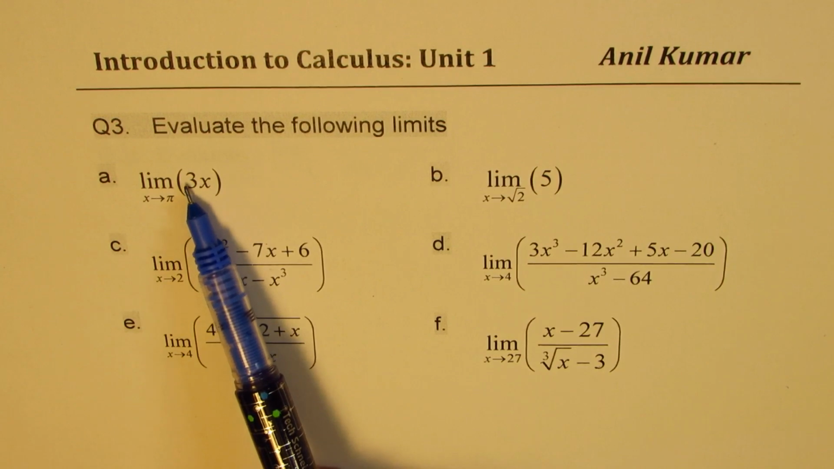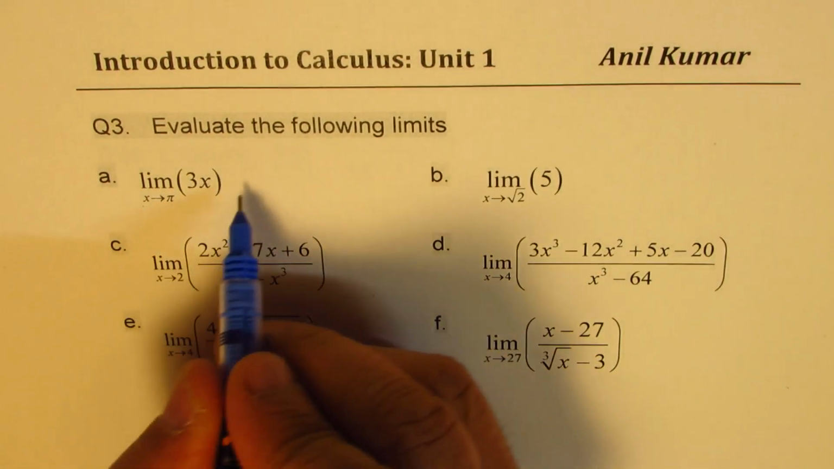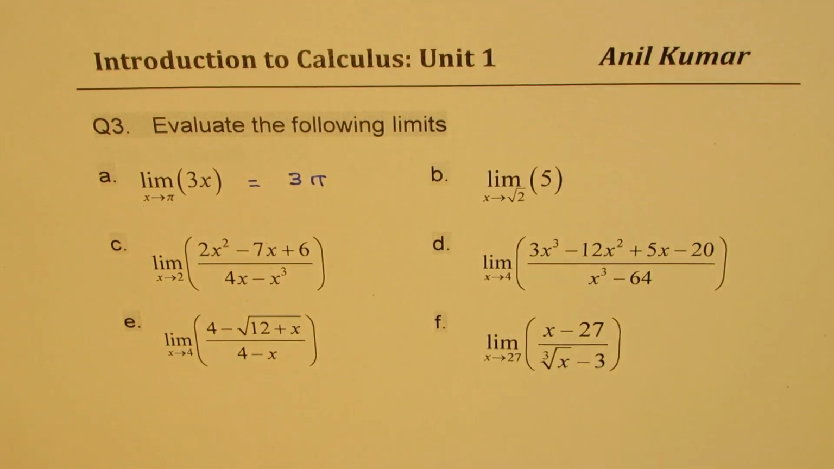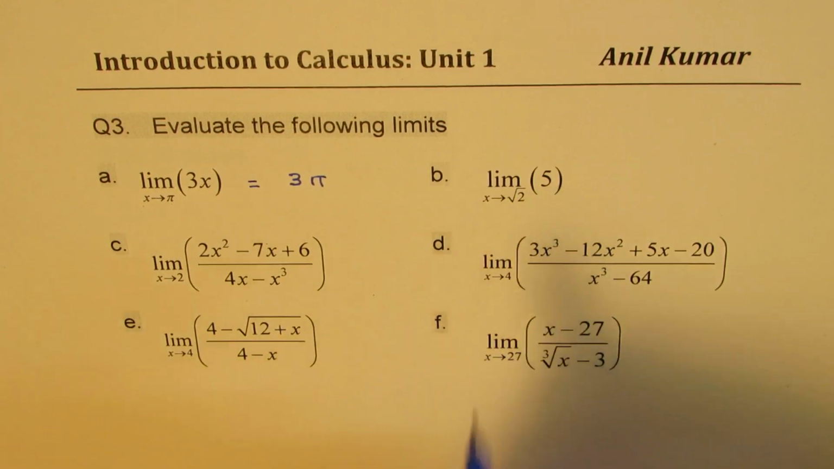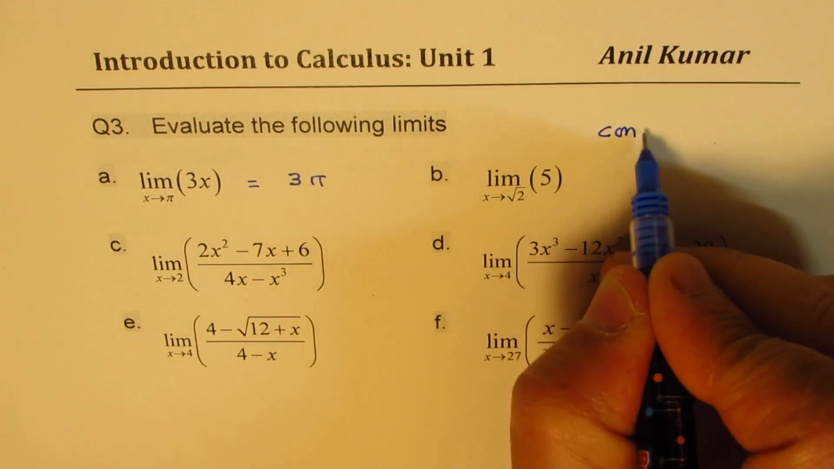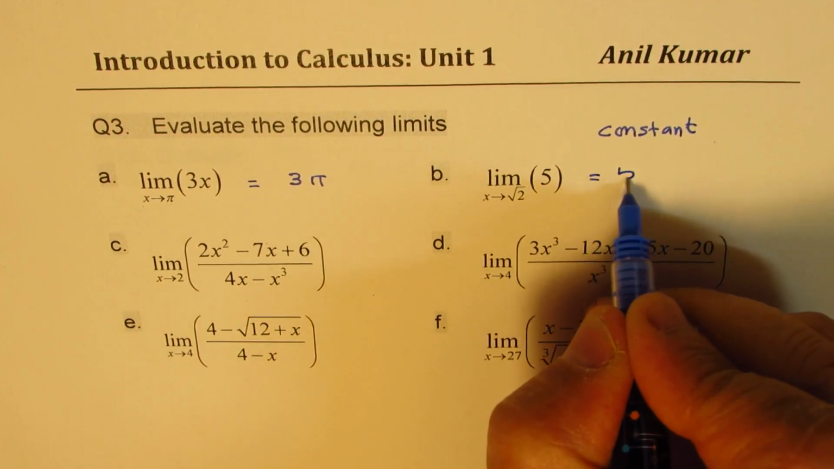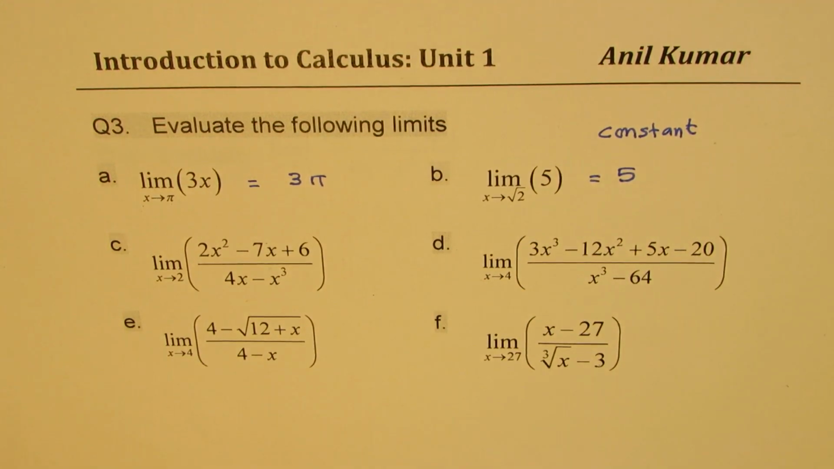So here we have 3x and x equals to pi. So how do you find this limit? Just substitute pi there, so we get 3 pi as our answer. Now in this particular case, the function is a constant function, right? Remember, this is a constant function, correct? So it is always going to be 5, whether you check it at square root 2 or any other number, correct? So that is how we do them.